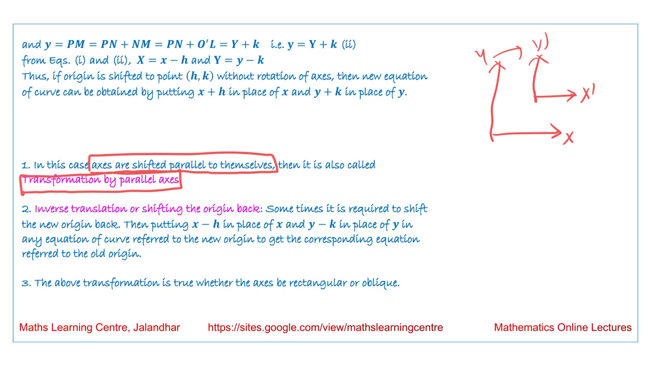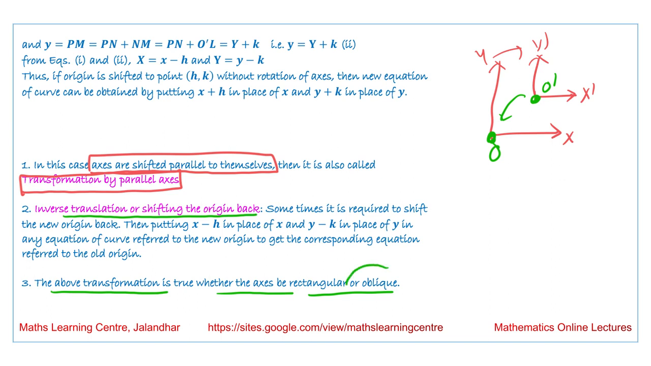Next is inverse translation, or shifting of the origin back. If this point is given, we can also obtain the coordinates corresponding to the point O. The above transformation is true whenever the axes are rectangular or oblique.